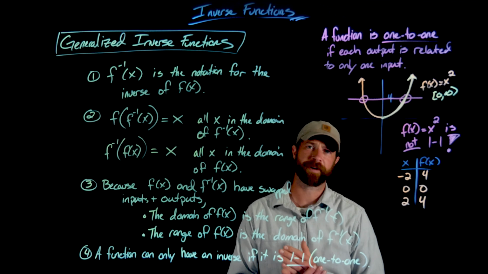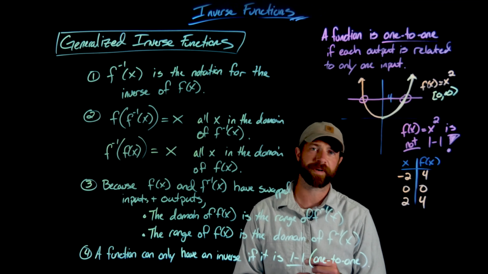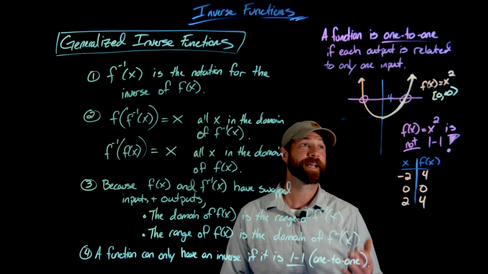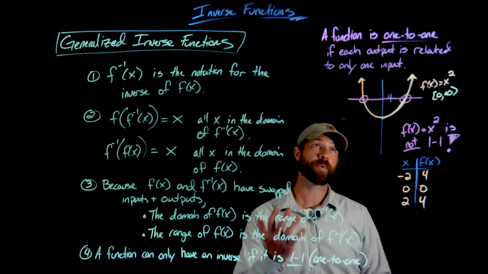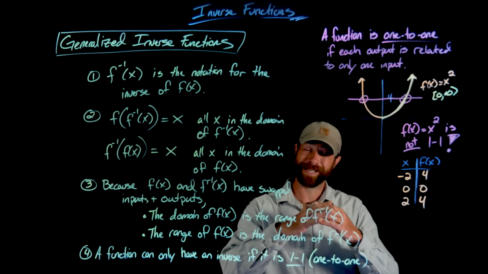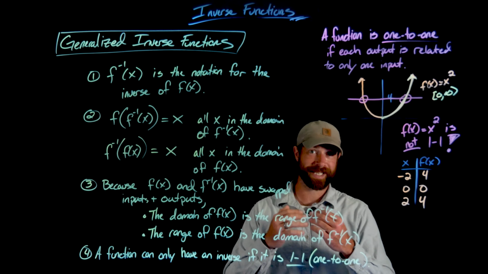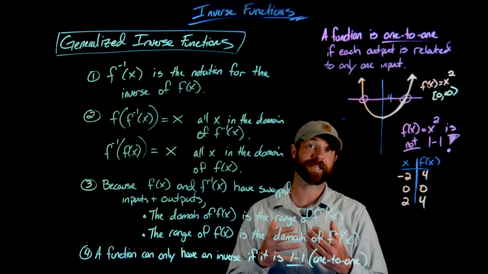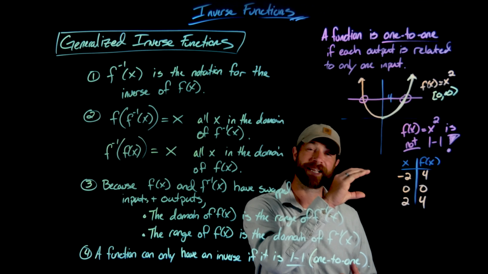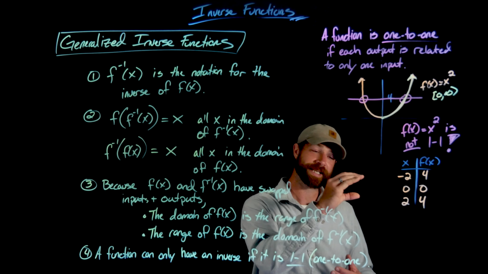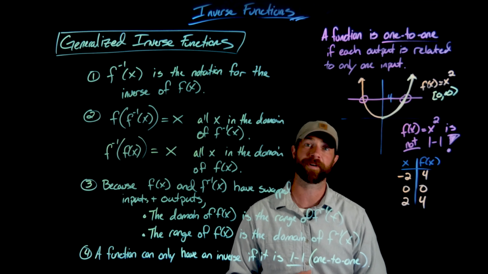Importantly, the reason that a function needs to be one-to-one in order to have an inverse is that the inverse function needs to be a function. If we took this graph of f of x equals x squared and reflected it along the line y equals x, that's how the graphical representations of these inverse functions match up. This would end up being a parabola on its side. And if you envision a parabola on its side, you can see right away that it doesn't pass the vertical line test and therefore is not a function.